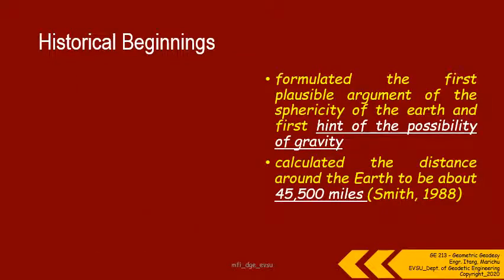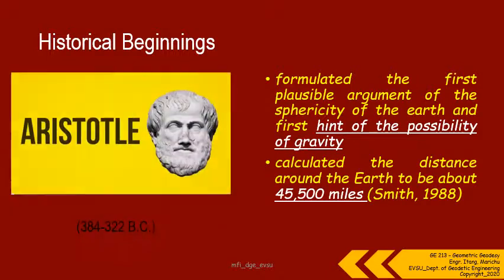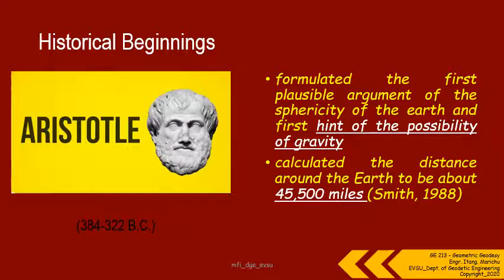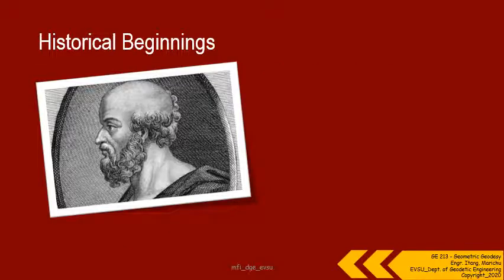We have here also Aristotle. He formulated the first plausible argument for the sphericity of the Earth and the first hint of the possibility that gravity exists on the surface of the Earth. He then calculated and proposed that the distance around the Earth, the circumference of the Earth, to be 45,500 miles.